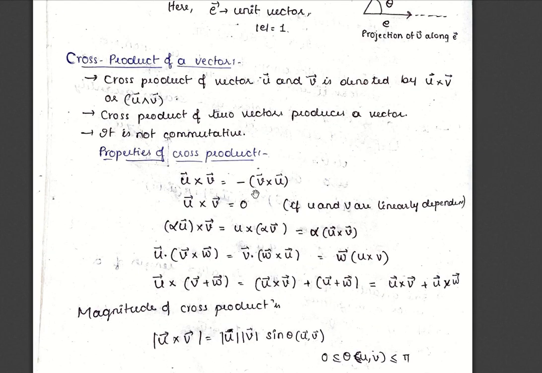u cross v we can write as minus v cross u. u cross v is 0 if u and v are linearly dependent, so if they are in the same direction, the angle between them is 0, and sine 0 is 0. So you will get 0. Alpha u cross v is equal to u cross alpha v, which is equal to alpha times u cross v. Also u dot v cross w is equal to v dot w cross u, and I can also write it as w dot u cross v. So all these are valid.